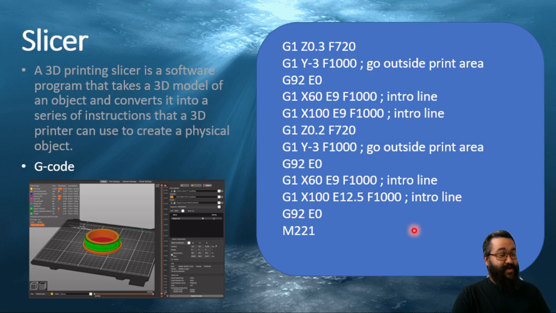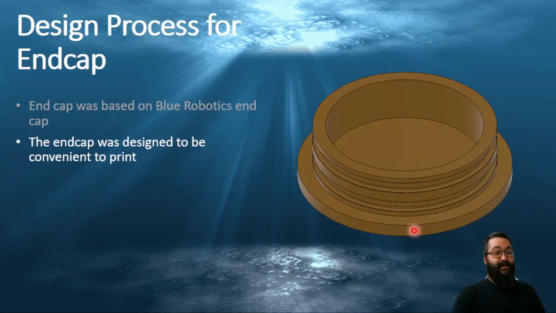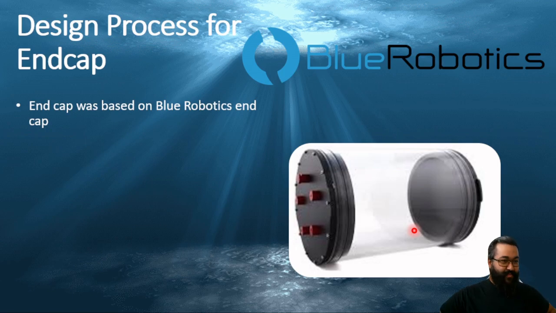So now that the printer has been selected and we've talked about the slicing software and its capabilities of changing parameters, now we can go into the design of the end cap. The end cap was based off one of Blue Robotics' end caps for their electronic housing, as we can see here on the bottom right. Blue Robotics is a company that primarily deals with ROV parts, so you can buy these and they're readily accessible.